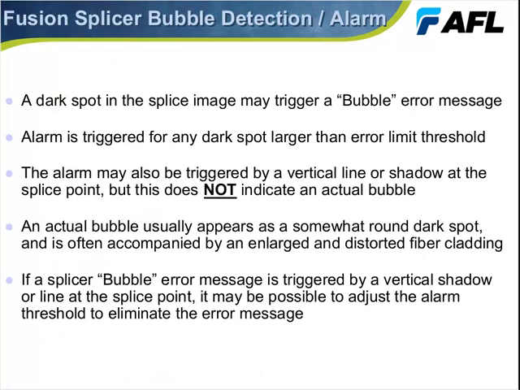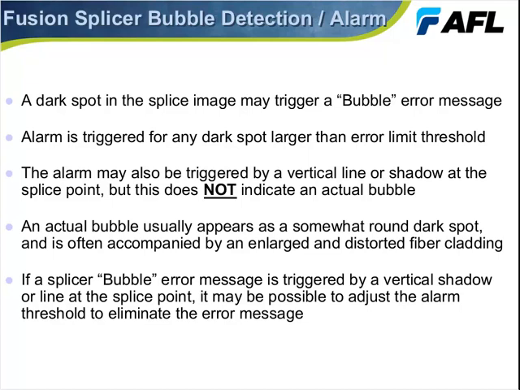So let's move on to some discussion of the bubble alarm and detection that I mentioned previously. Any dark spot in the splice image may trigger a bubble error message. Now, with the more sophisticated splicers that we have today, typically the alarm threshold can be altered if necessary to reduce the sensitivity to an alarm. But any dark spot that is larger than the error limit threshold will trigger the alarm.